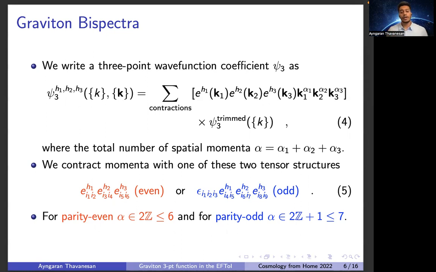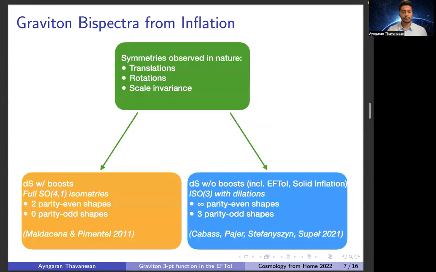All remaining contractions are made with delta_ij's, and we generally omit the dependence of polarization tensors on momenta for simplicity of notation. We can see that alpha can be at most 6 in the parity even case, with all 6 polarization indices contracted with momenta, and 7 in the parity odd case, since we can have at most 2 spatial momenta contracted with the Levi-Civita tensor due to momentum conservation. We will deal with the parity even and parity odd cases separately.